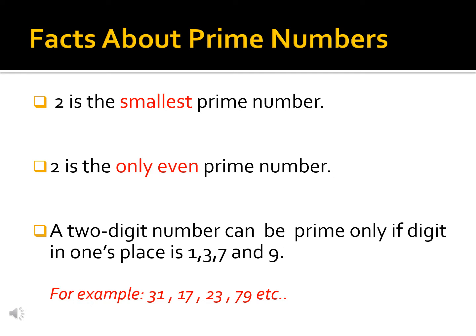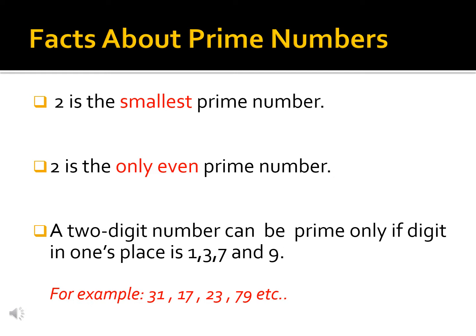All the other even numbers are composite numbers. Why? Because even numbers are always divisible by 2. So they have at least 3 factors: 1, the number itself, and 2. So all other even numbers are composite numbers except 2. So this is a unique property about 2, that 2 is the only even prime number.